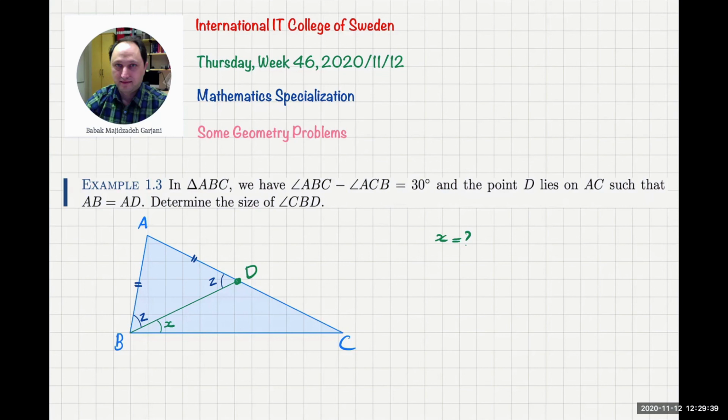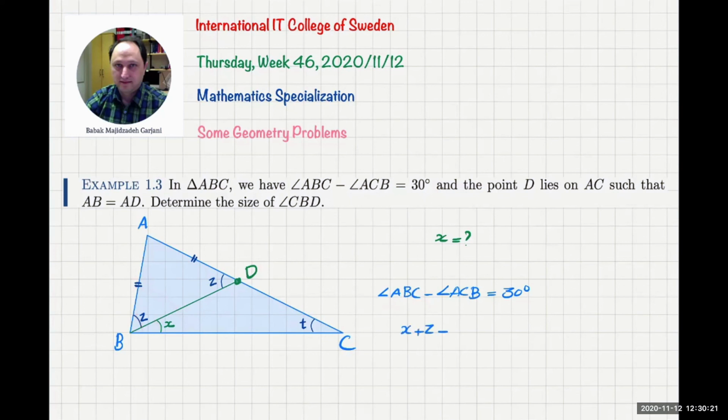So if I ask you, how can I translate this? Let me give another name to this one as well. Let me, for example, call this angle T for simplicity. And then what we know is that this relation holds. Angle ABC minus angle ACB is equal to 30 degrees. So instead of angle ABC, which is this angle, I write x plus z.